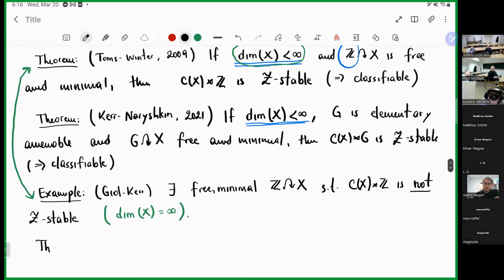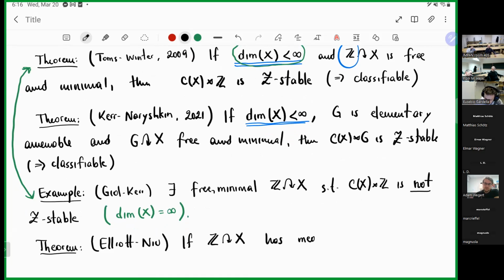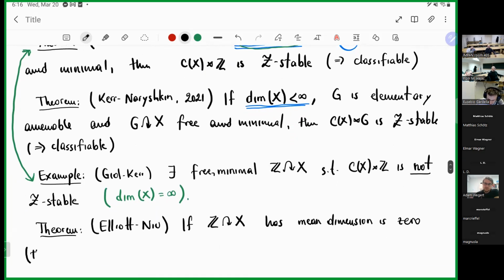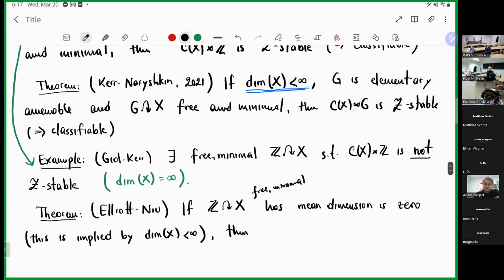And this is a theorem that I was just about to state. Elliott and Niu show that if you have an action of the integers on a space that is not necessarily finite dimensional, but so that the mean dimension is 0, I would just write in parentheses, this is implied by dimension of X being finite. Let's say free and minimal also. What is this mean dimension? I'll tell you in a second. Then the cross product is Z-stable.